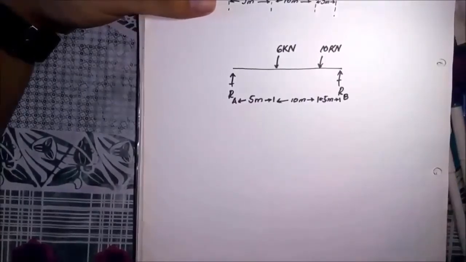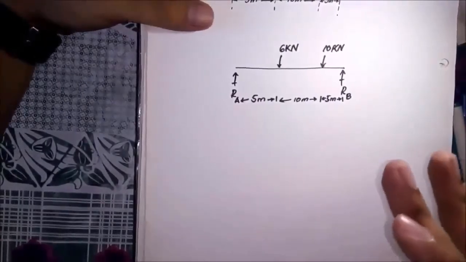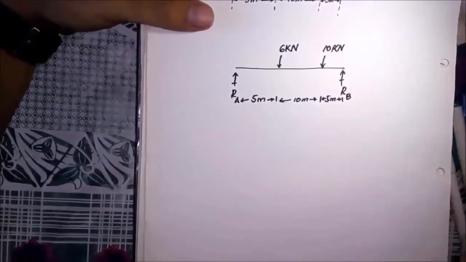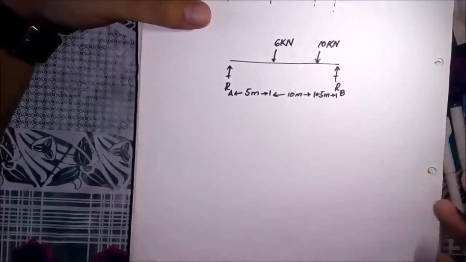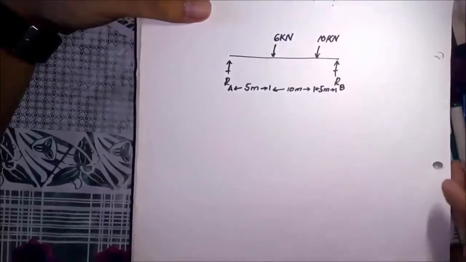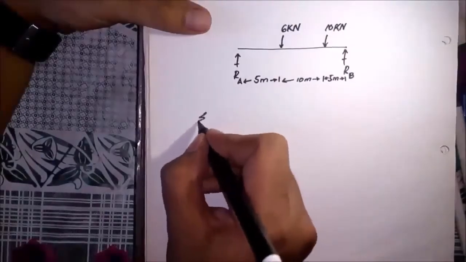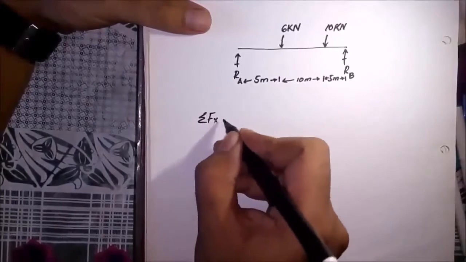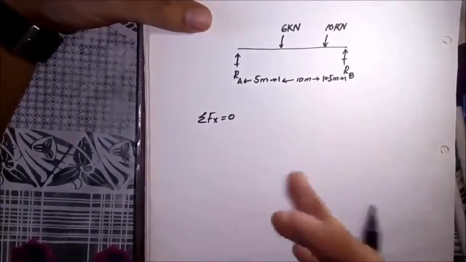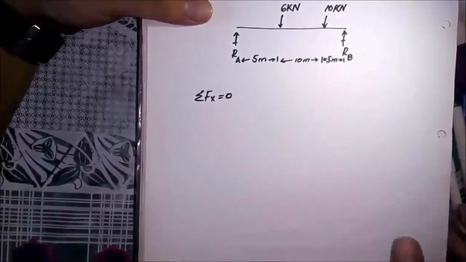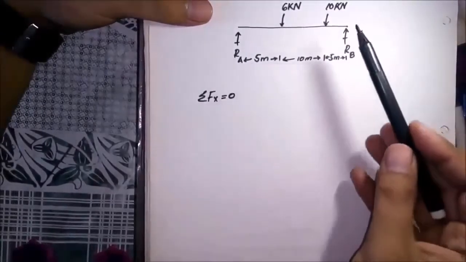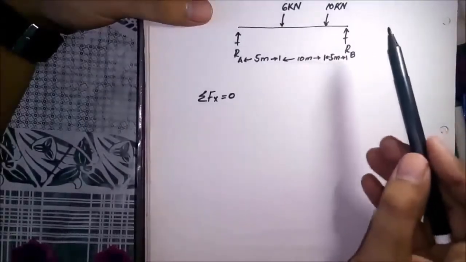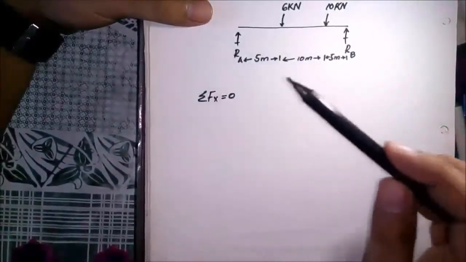Now we have to apply equations of equilibrium on the system. If a body is at rest, it must satisfy the equations of equilibrium. Why are we doing this? To find the reaction forces. Sigma Fx is equal to 0. As the beam is at rest, the sum of all forces in this direction must be equal to 0. In the case of our beam, there is no force in the x-axis.